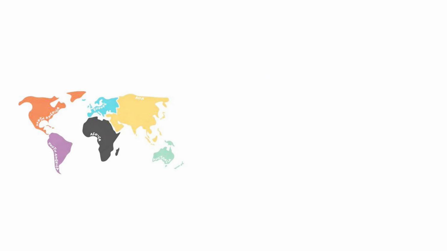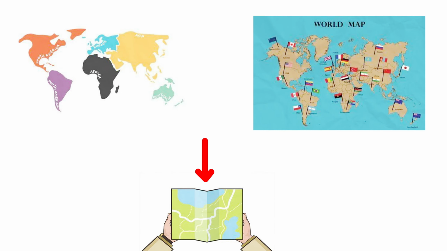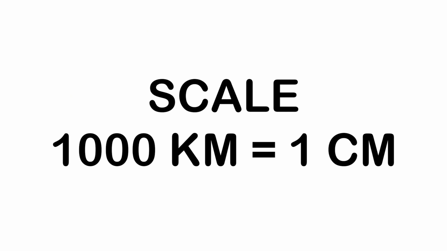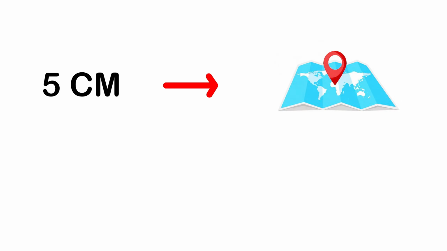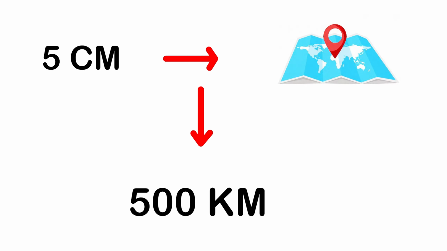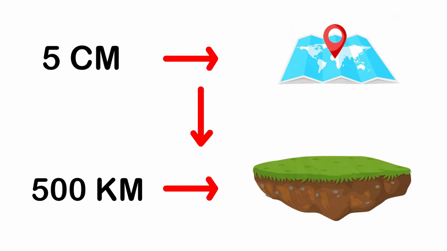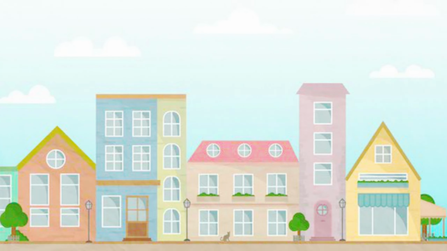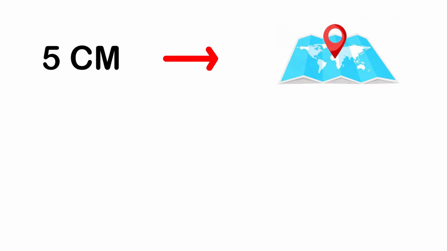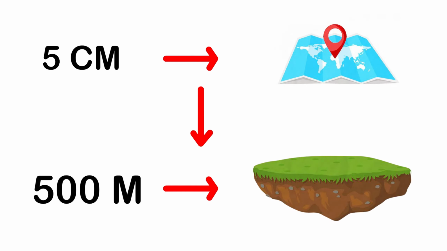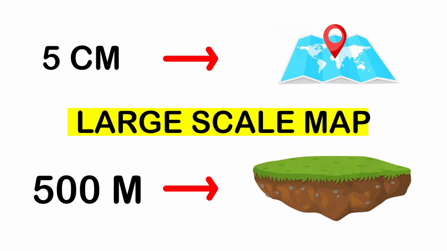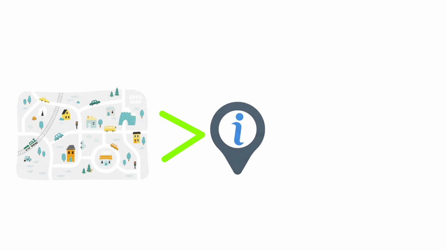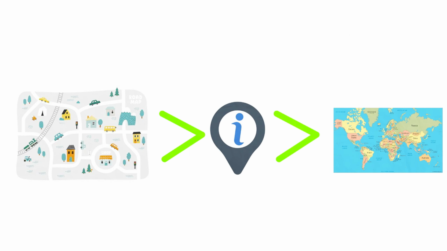When large areas like continents or countries are to be shown on paper, then we use a small scale. For example, 5 centimeters on the map shows 500 kilometers of the ground. It is called a small scale map. When a small area like your village or town is to be shown on paper, then we use a large scale, that is 5 cm on the map shows 500 meters only on the ground. It is called a large scale map. Large scale maps give more information than small scale maps.